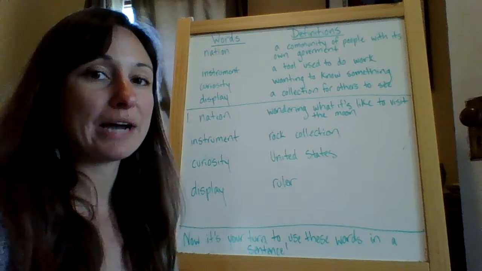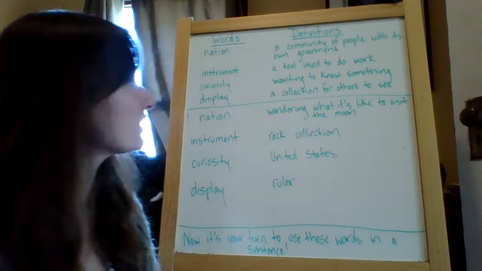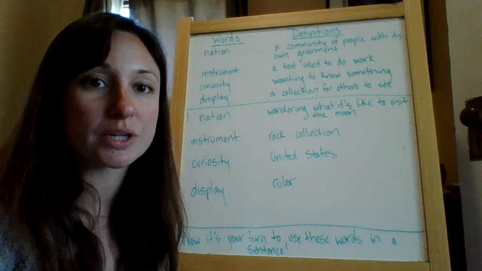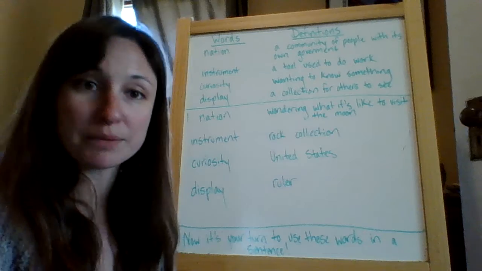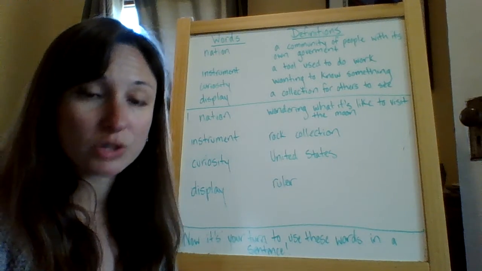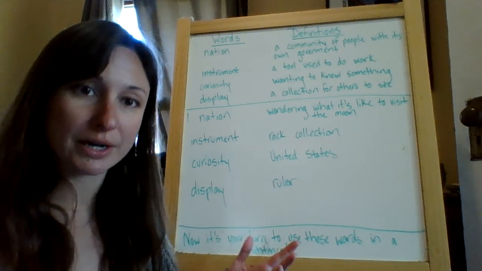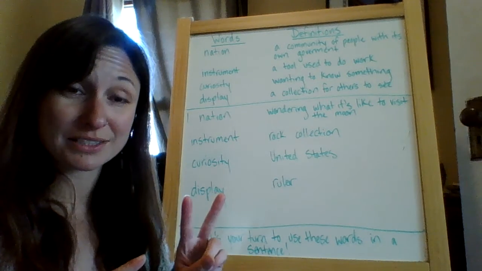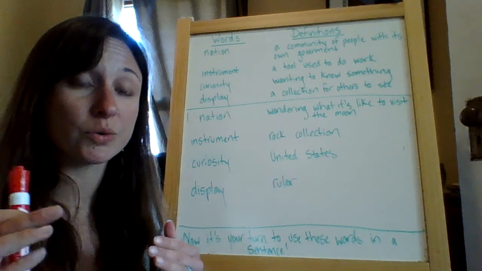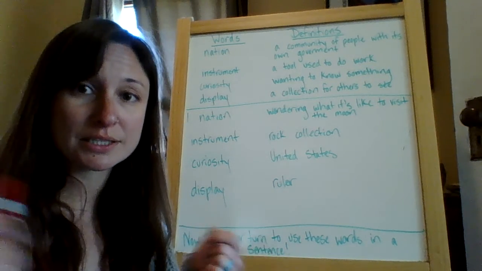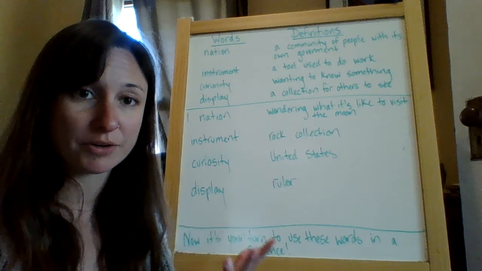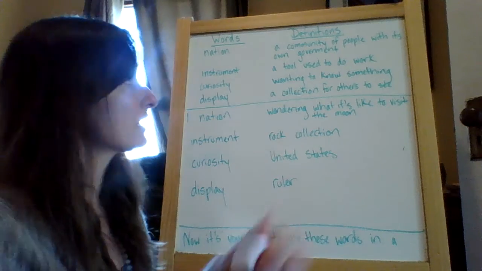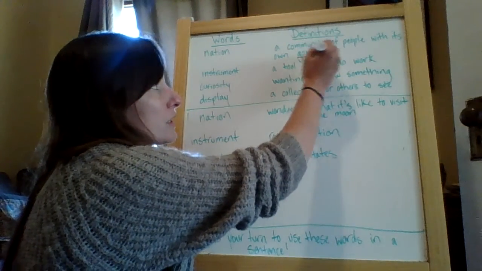So the first word you have there is nation, and the definition for nation is a community of people with its own government. So, for example, there are several nations in the world. In Northern America, we have Canada, that's one nation. The United States, that's another nation. So even if they're in the same continent, does not mean that they have the same government, right? So that's an important thing to keep in mind, is that defining part of having its own government.